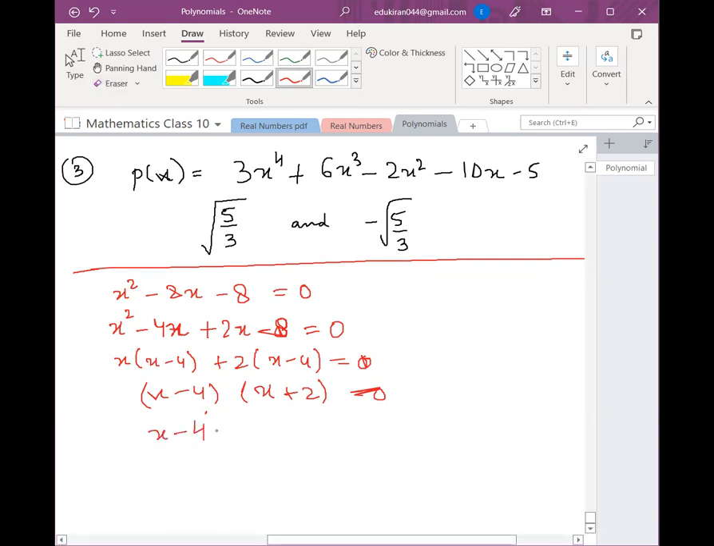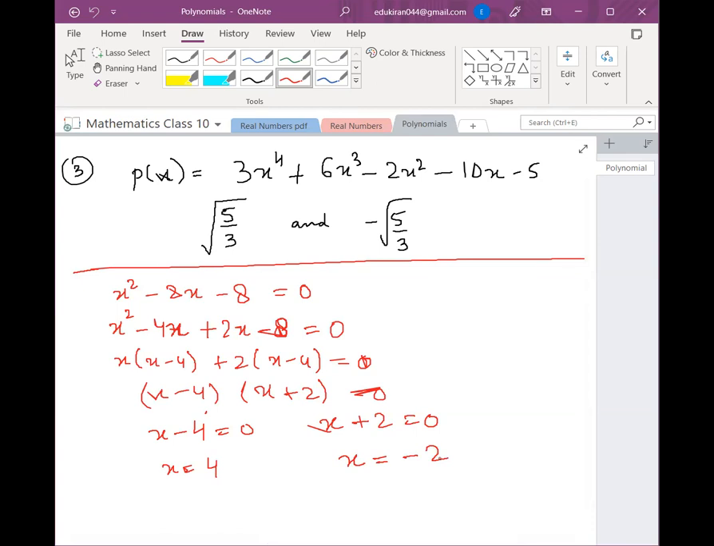So x minus 4 is equal to 0 and x plus 2 is equal to 0. This will give me x is equal to 4, and this will give me x is equal to minus 2. So far clear? Yes, ma'am. So for example, I have this polynomial and I want to find the zero of this polynomial. This is the method I'll use.